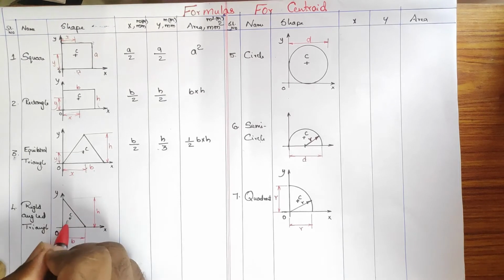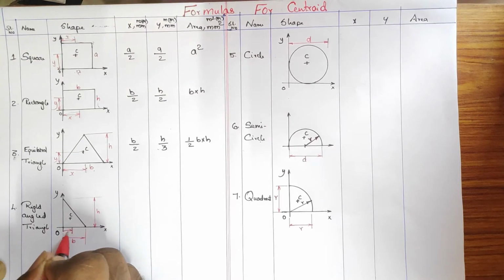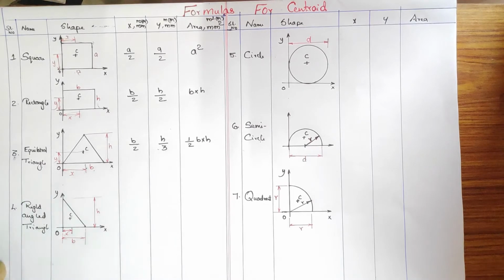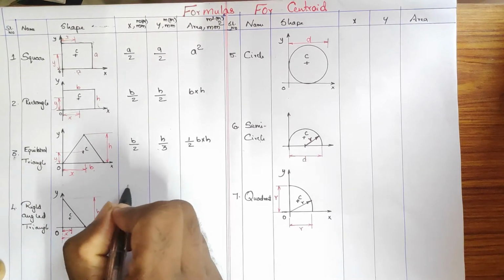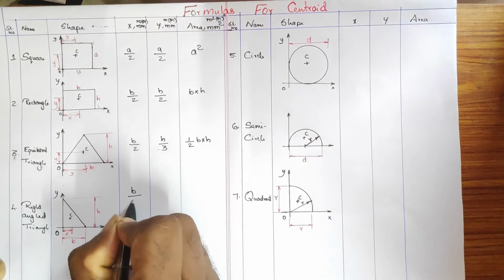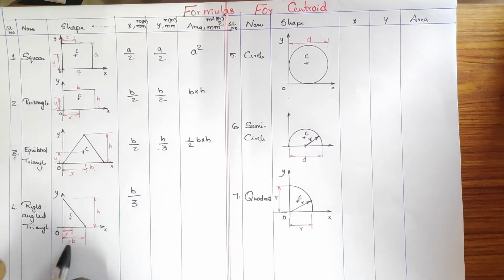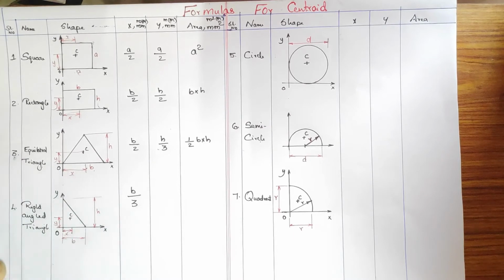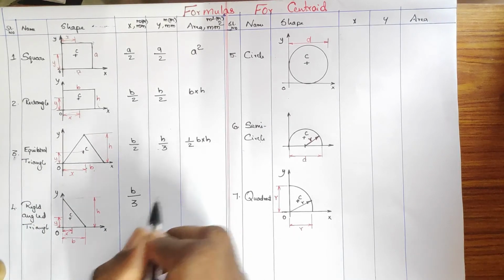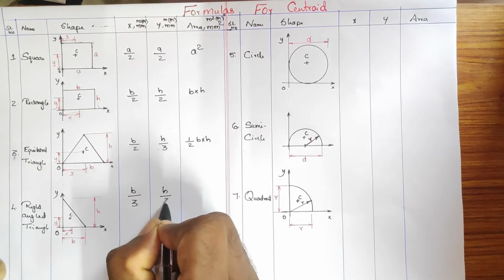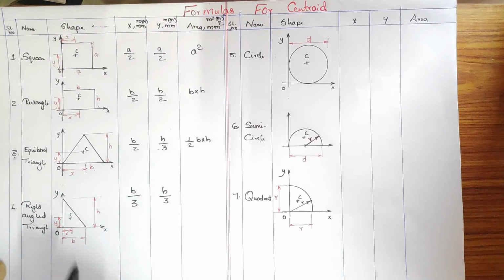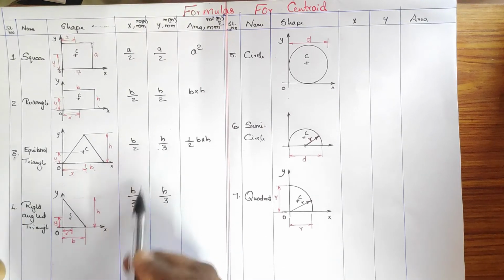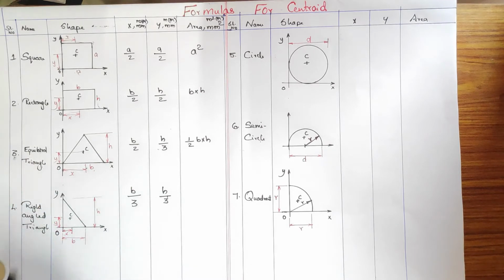So here comes in order to plot the x. So this is the x. The x will be B by 3, 1 by 3 times of its length, B by 3. And in a similar manner for the y. So from O to this point, the y can be calculated by h by 3, 1 by 3 times of its height.